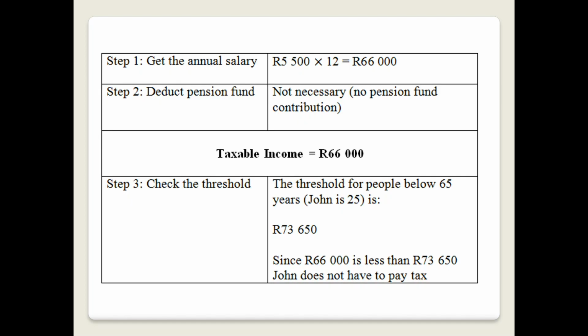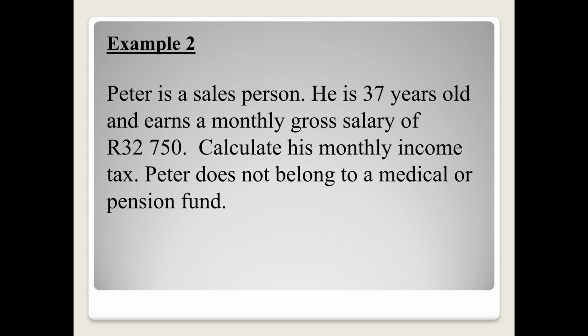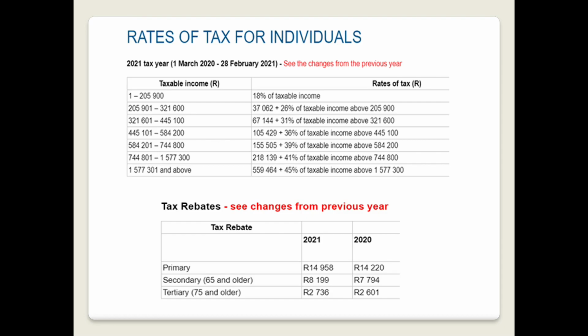All right, then we will move along to the second example. So the second example, Peter is a salesperson. He is 37 years old and earns a monthly gross salary of 32,750 Rand. Calculate his monthly income tax. Peter does not belong to a medical or a pension fund. So then the tax tables will be provided to you. So remember, there's the tax tables and there's a rebate table as well.